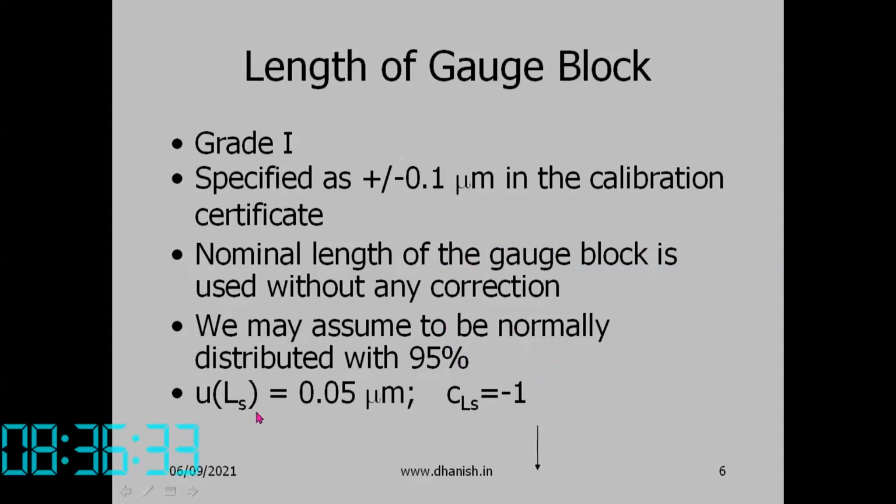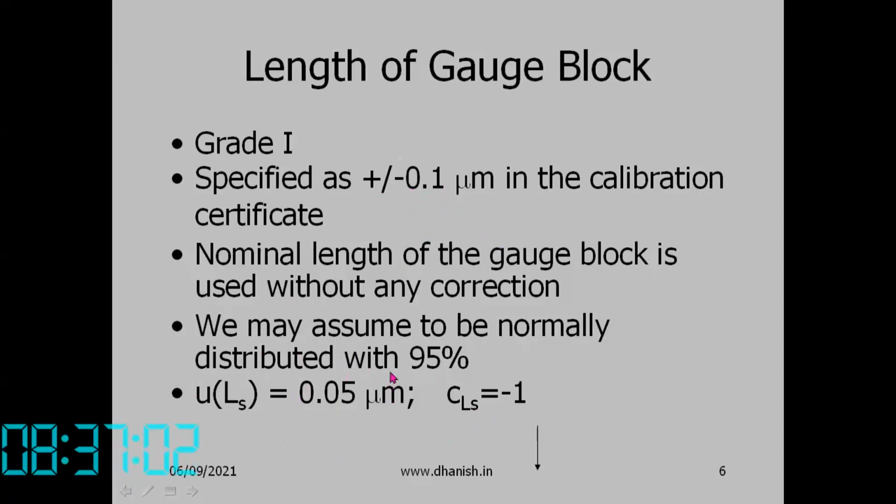So the uncertainty in the standard length, that is the length of the gauge block, is A by 1.96 actually required, but there is not much difference between 1.96 and 2. For practical purposes, dividing by 2 is enough, but for the exam, I expect you to use 1.96. So 0.1 by 2 is 0.05 micron. This is the standard uncertainty. The first step is to get all the standard uncertainties.